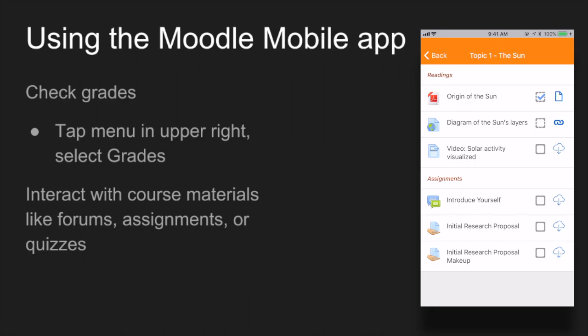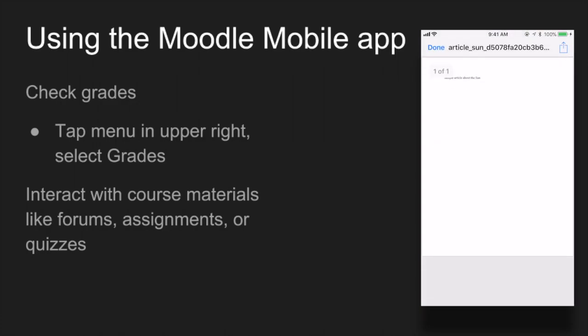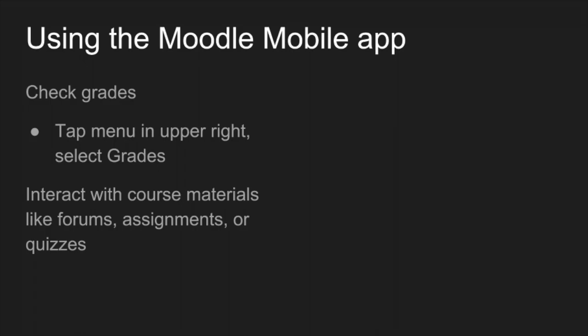If there are documents I need to download, I just tap the document link and then the Open button. From there, I can save the file to Google Drive or Dropbox or whatever services I have configured on the phone. So as you can see, the Moodle mobile app provides quick access to Moodle courses.